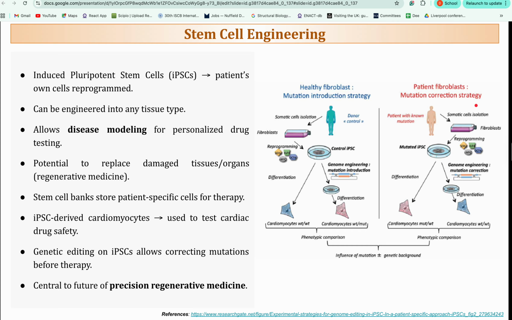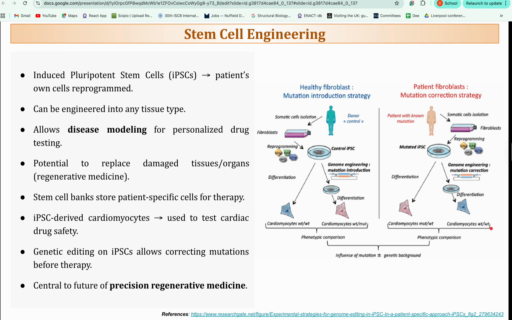And then the mutation correction strategy. A patient with the known mutation, somatic cells are isolated, fibroblasts are obtained, then these factors are provided which reprogram these fibroblasts into the mutated iPSCs, which are induced pluripotent stem cells. After differentiation, they convert into cardiomyocytes with the mutation. And in this case, we perform genome engineering, in which we correct the mutation and we differentiate into the cardiomyocyte.